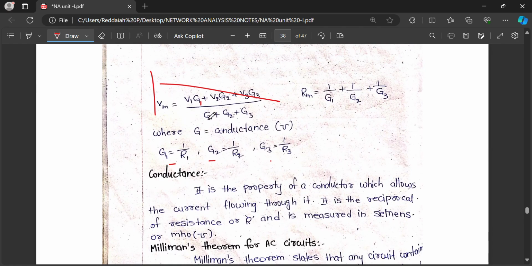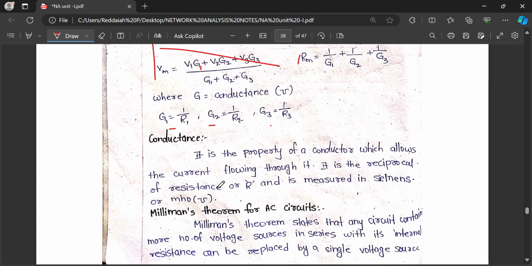The entire circuit can be replaced by VM and RM. How to find VM? VM is (V1 G1 plus V2 G2 plus V3 G3) by (G1 plus G2 plus G3). G means conductance. It is 1 by R1, 1 by R2, 1 by R3. RM, how to calculate RM? RM is 1 by (G1 plus G2 plus G3).